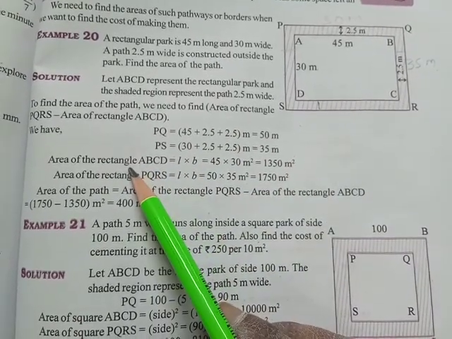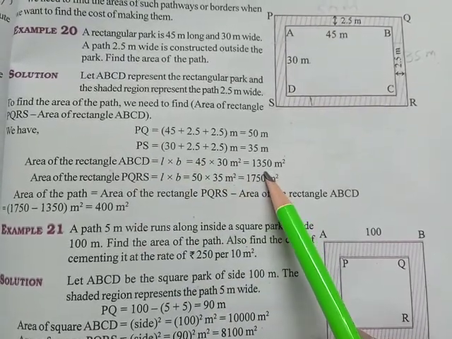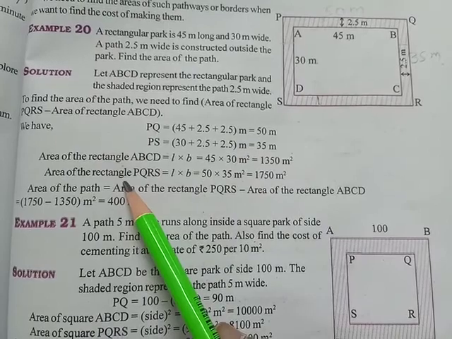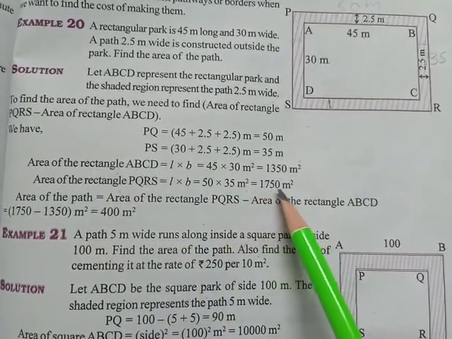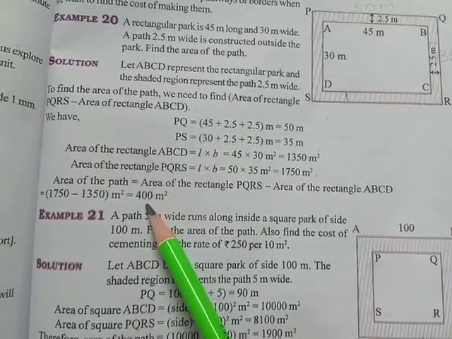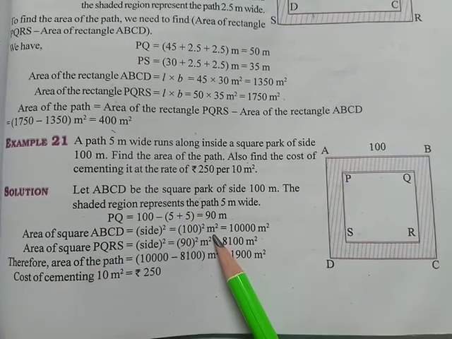So area of rectangle ABCD is L into B, 45 into 30, that is 1350, and area of rectangle PQRS is L into B, 50 into 35, that is 1750. Do the subtraction, you will get the answer 400 meter square. Move on to the next question.